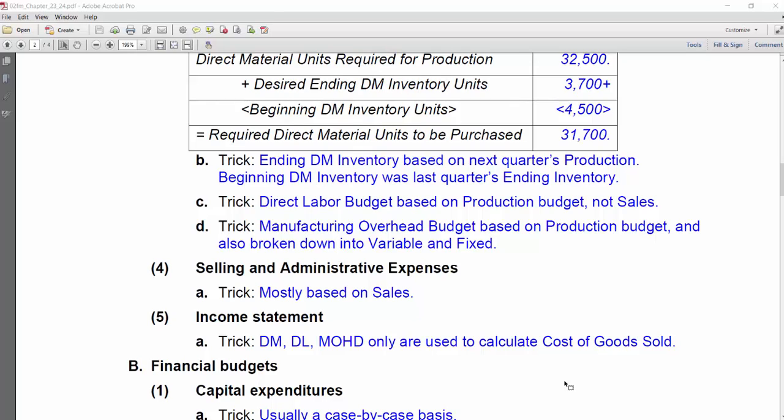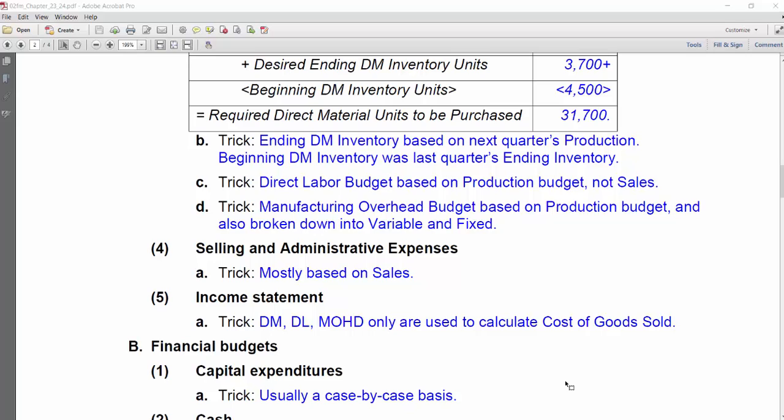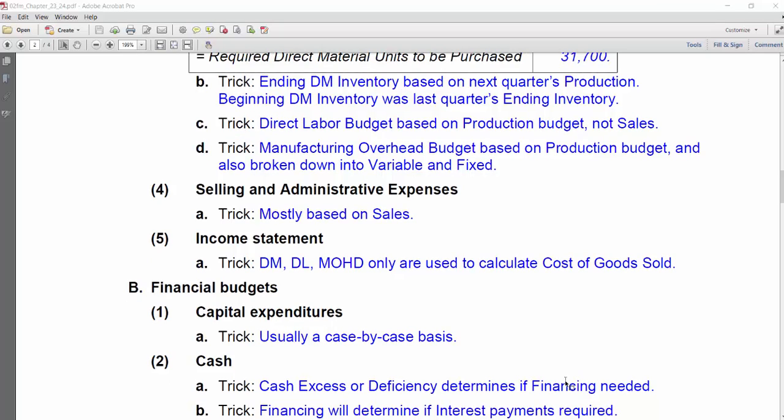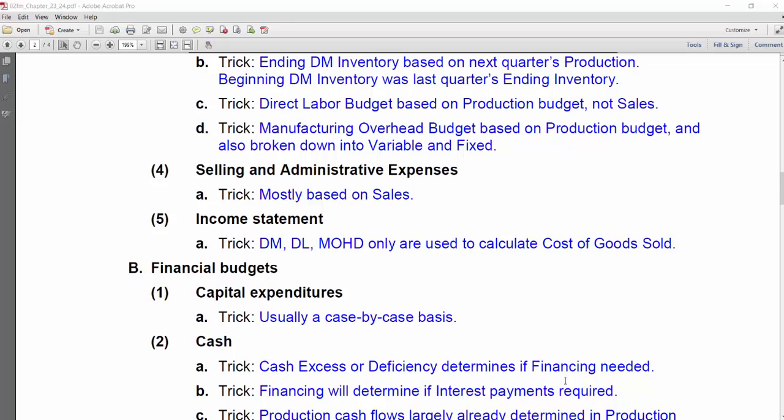And financial budgets, entirely different kind of budget. For example, number 1, the capital expenditures budget usually is established on a case-by-case basis. There may be some large purchases that occur mid-period, and just depends on what the case presents to you. Cash budget tries to determine the cash excess or deficiency to figure out whether you need any financing, and also just to tell the company where they're expected to be cash-wise at any particular point. And if you have financing, that'll determine if you have interest payments, and you may have repayment of the borrowed amounts too.